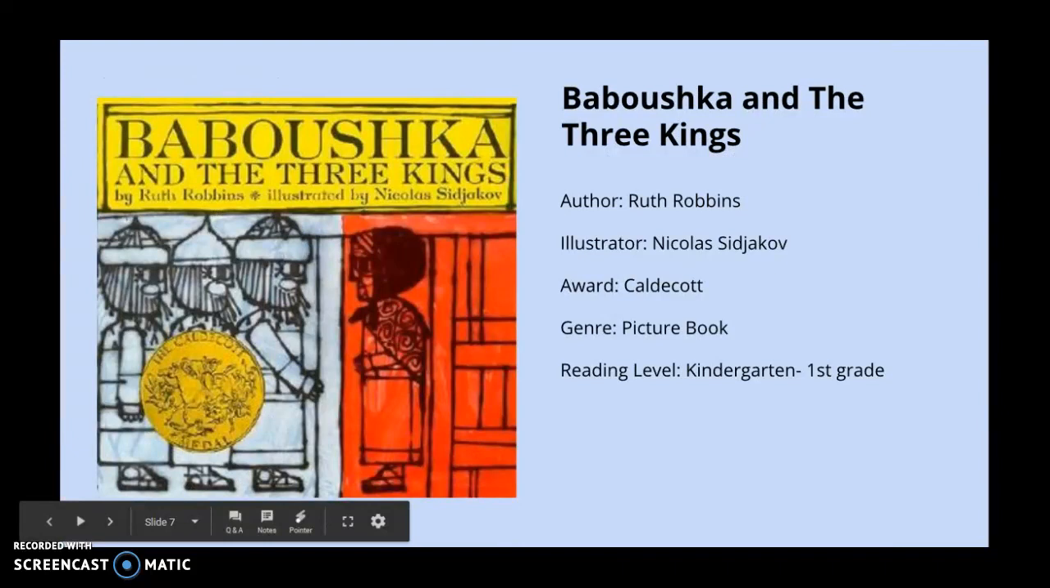For the next 7 books, I will give a brief description of each story. The first book I will be talking about is called Babushka and the Three Kings, written by Ruth Robbins. This is an adaptation from a Russian folktale about an old woman named Babushka, who gets visited by the 3 wise men on their way to see baby Jesus. At first she turns them away, but later on has a change of heart and goes out into the night on her journey to find the newborn child.